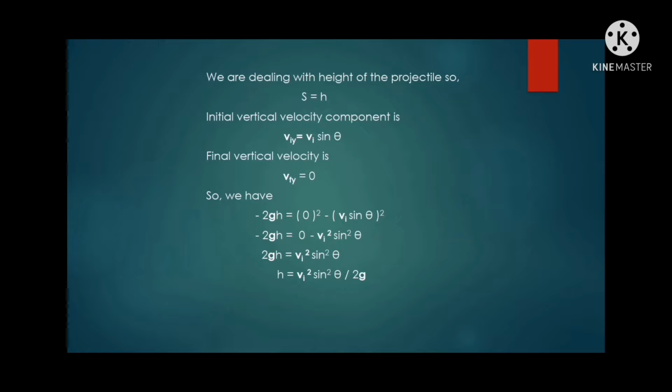Square of 0 is always 0, because when 0 is multiplied by 0, then we always get 0 as the answer. Finally, we shall have 2gh is equal to Vi square sin square theta. It is because the negative is cancelled with the negative. Finally, we shall have h is equal to Vi square sin square theta over 2g.